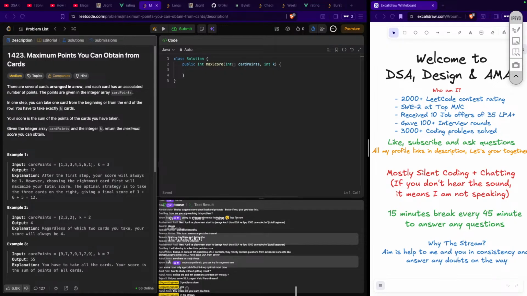There are several cards arranged in a row. Each card is associated with a number of points. The points are given as an integer, and you can take one card from the beginning or the end. You have to take exactly K cards. Seems like a prefix sum problem. So I have 1, 2, 3, 4, 5, 6, 1, right?